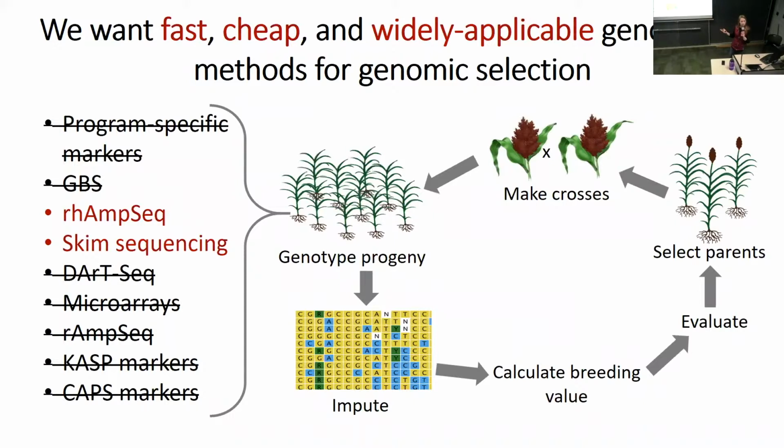But two of the ones that are left are Rampseek and Skim Sequencing. These are two genotyping methods that I have used with the practical haplotype graph. And so that's what I'm going to be presenting for you guys today.